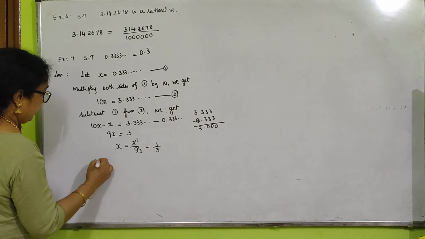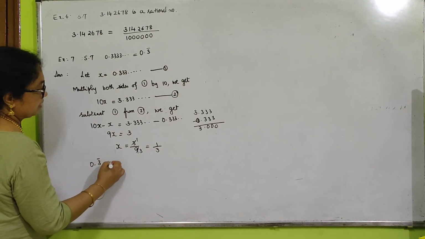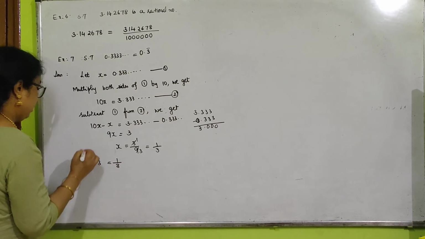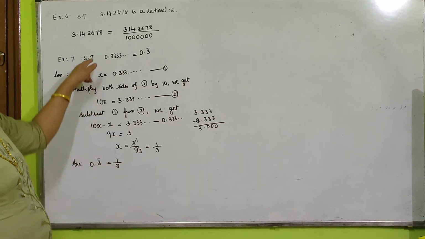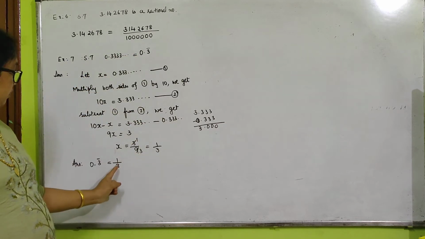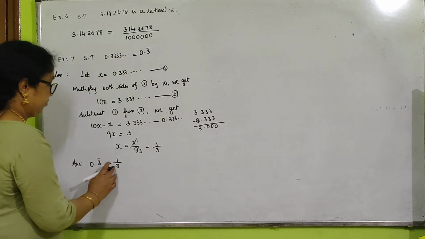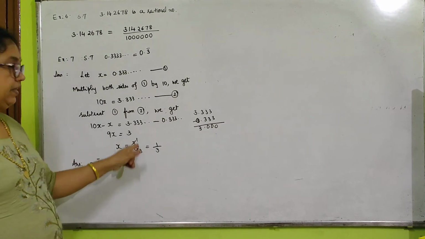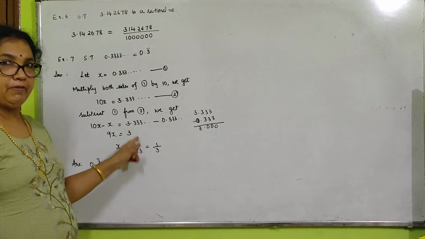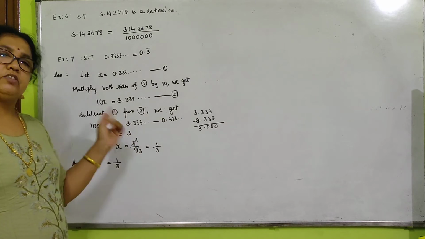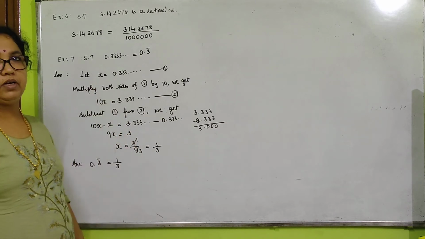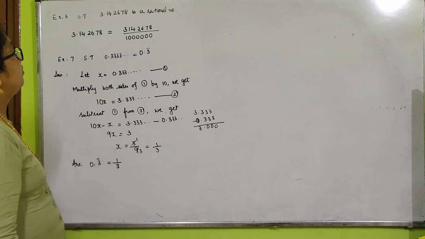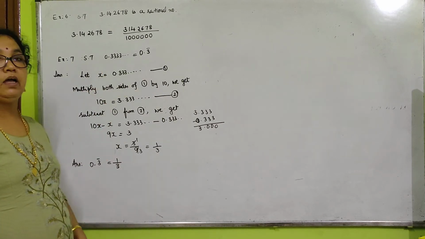So 0.3 repeating can be expressed in p by q form as 1 by 3. This is how we express 0.3 in the p by q form, that is 1 by 3. If it is divisible, meaning a common factor comes, then you have to divide. Otherwise, whatever answer you got, the same one you write. This is the method for writing a repeating decimal expansion in p by q form.